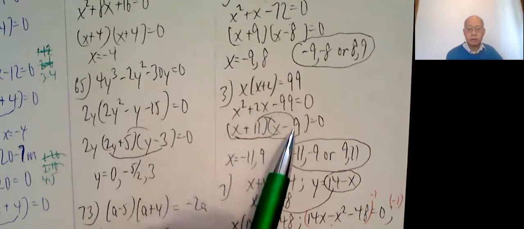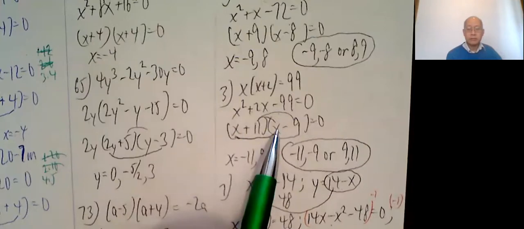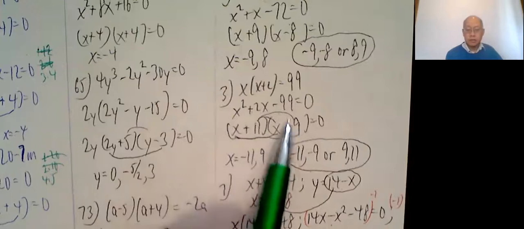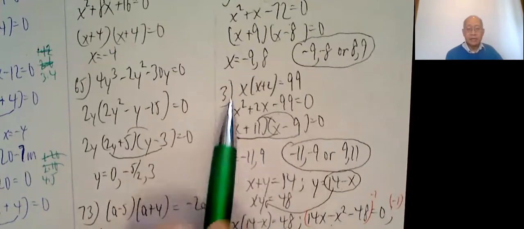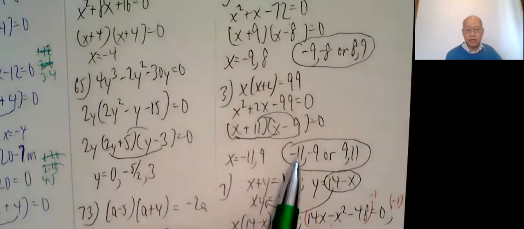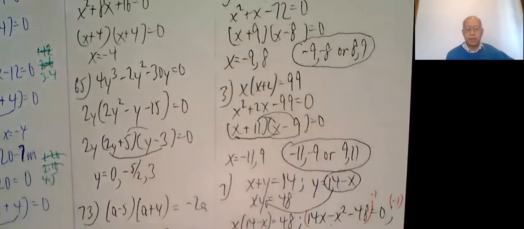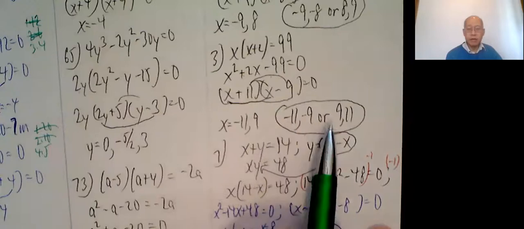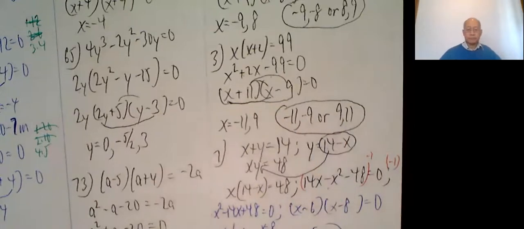11 and 9. Plus, minus. So what number makes this 0? Negative 11. What number makes this 0? 9. That's only x. For x plus 2, you add 2. So if I add 2 to negative 11, you get negative 9. If you add 2 to 9, you get 11. So the answer is 2 pairs. Negative 11, negative 9 is one pair, and 9, 11 is the other pair.